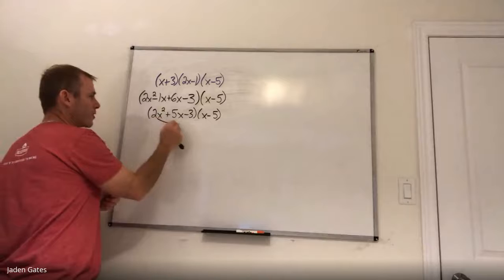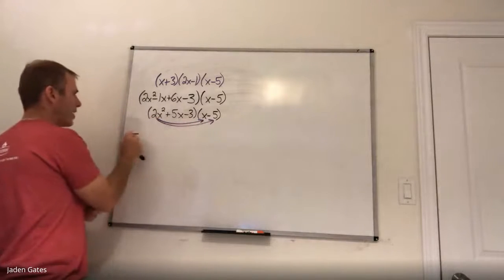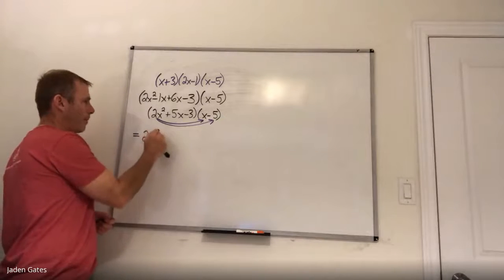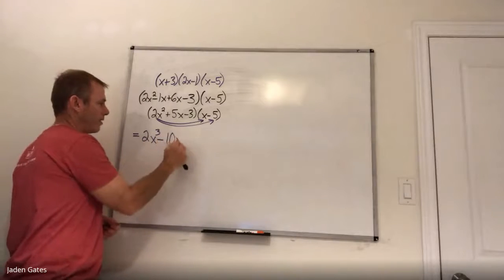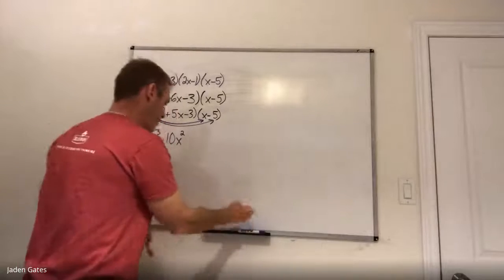So I'm going to take the 2x squared. I'm going to multiply x. And I'm going to multiply the minus 5. And so I get 2x cubed. And then I'm going to get a minus 10x squared. All right. That's one down.